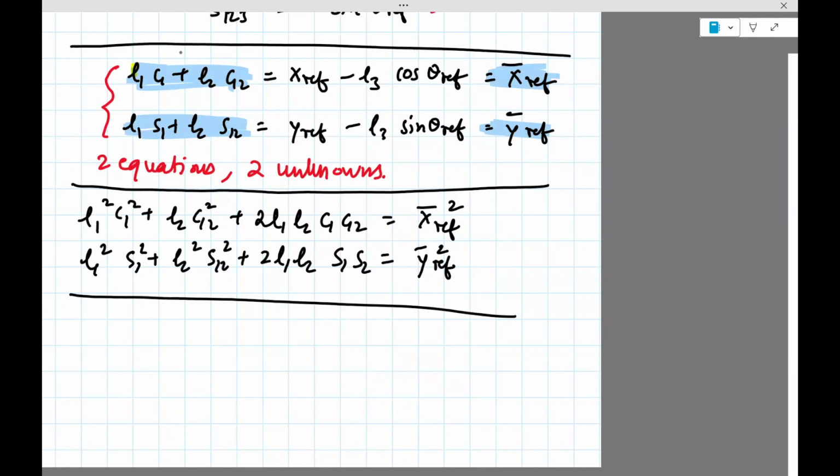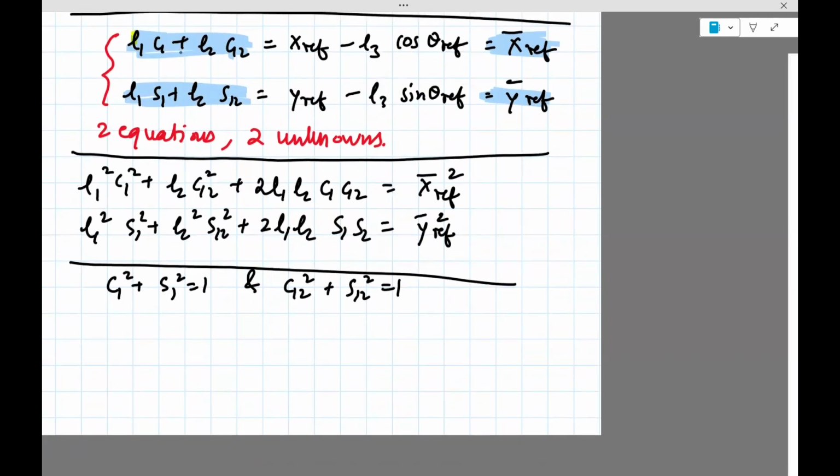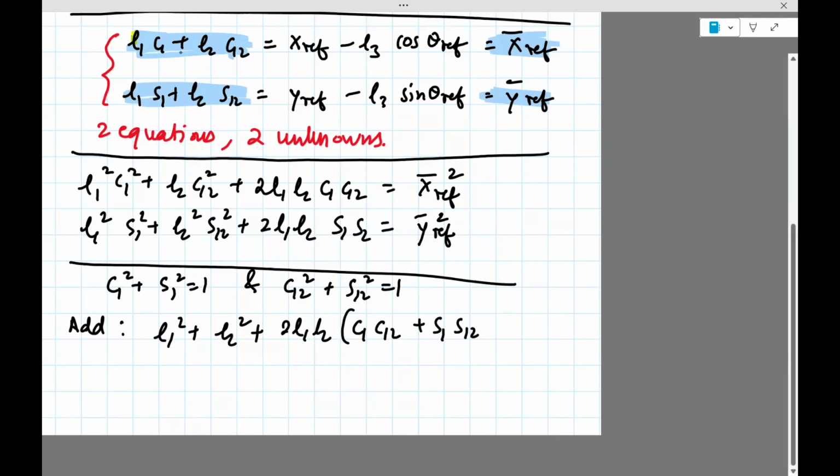There's a property which sines and cosines follow, which is that C1 square plus S1 square is 1, and the same thing for C12 and S12. So if you add them up, you get L1 square plus L2 square, using the fact that C1 square plus S1 square is 1, and C12 square plus S12 square is 1, plus 2 L1 L2 times C1 C12 plus S1 S12.